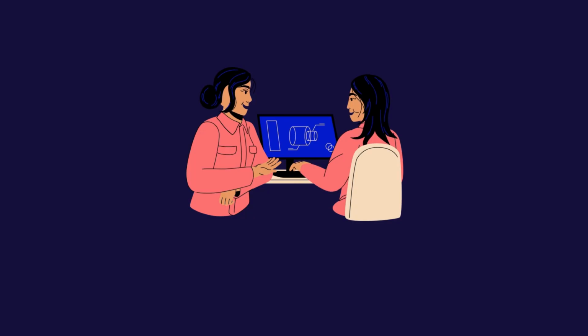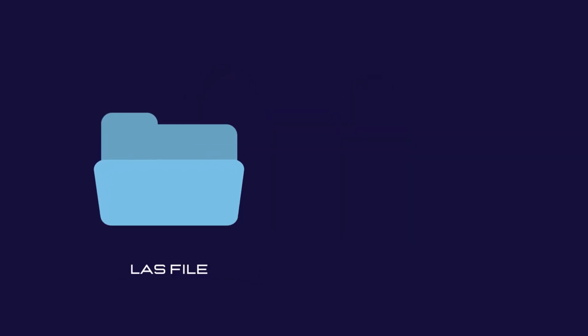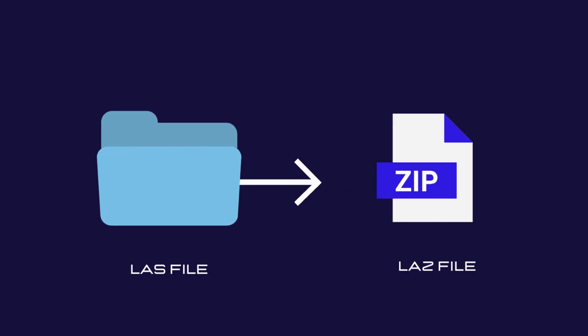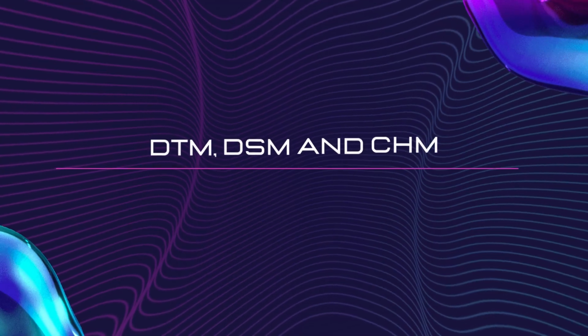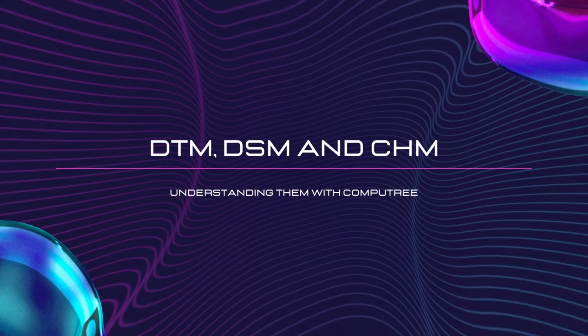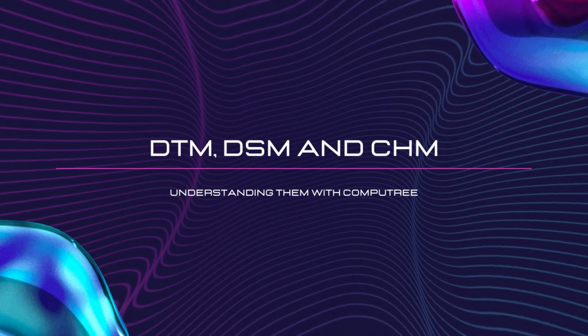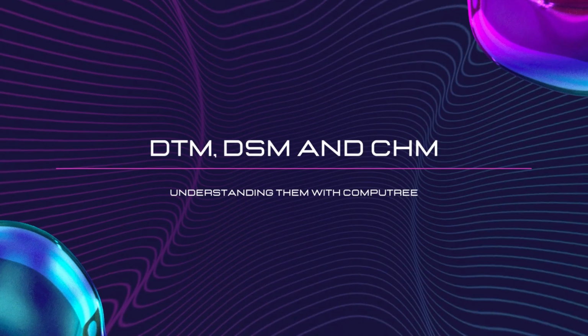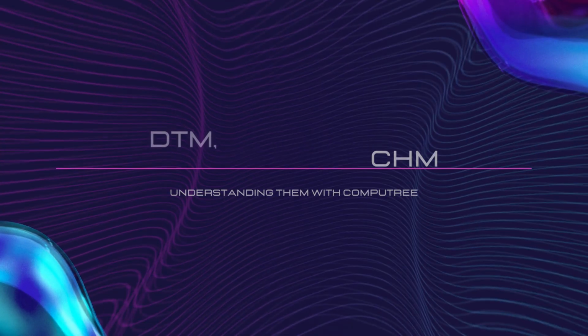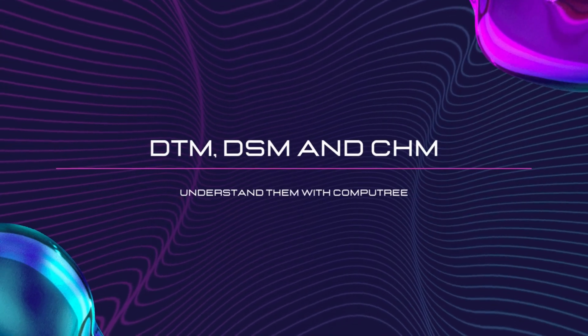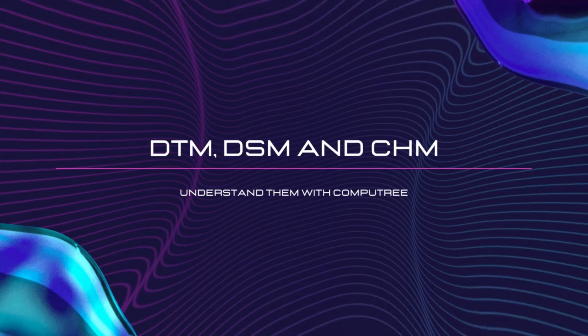Note that LAS files can be very large. To reduce their size, the compressed LAZ format is often used, which retains all the information, but significantly reduces the file size. Computree is capable of reading these two file formats. In this section, we will explore 3 essential digital models derived from LiDAR data that can be produced and visualized in Computree: the DTM, the DSM, and the CHM. You'll see it's simple to understand and essential for getting started.